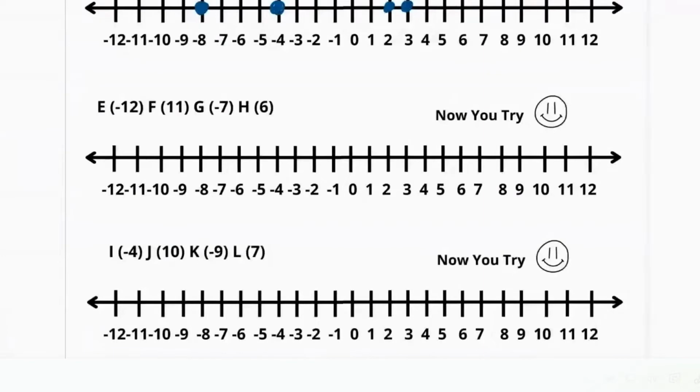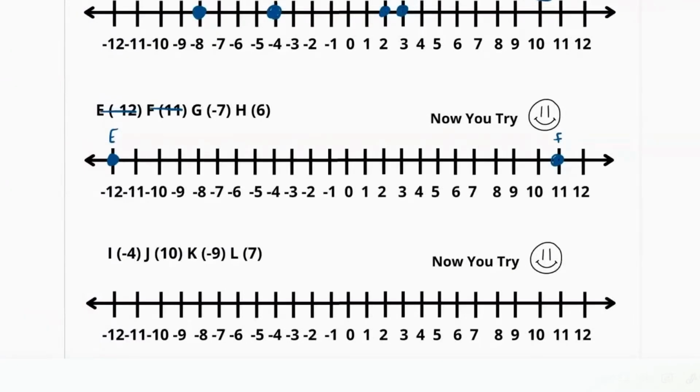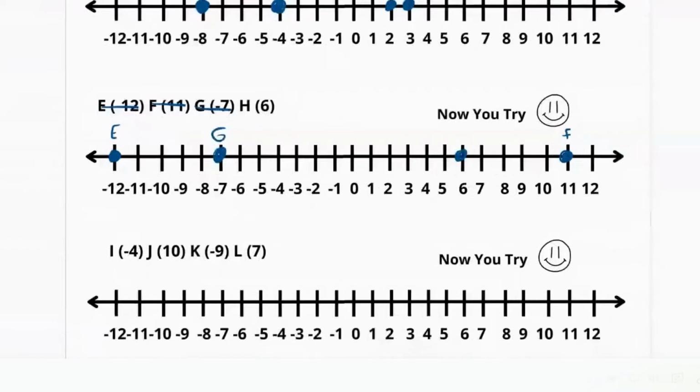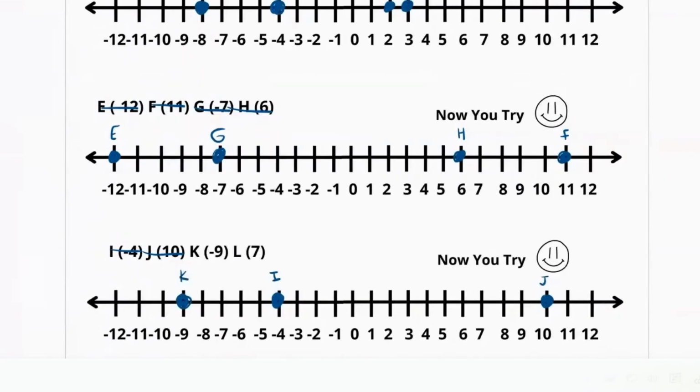Okay, minute up. Now check your answers with mine. We plotted negative 12, that's letter E. We plotted number 11, that's letter F. We plotted letter G, which is negative 7. And we plotted positive 6, which is letter H. Now we're going to go for negative 4 over here, and we're going to put the letter I, positive 10, which is the letter J, negative 9, which is the letter K, and positive 7 on the right side of the 0, which is letter L.